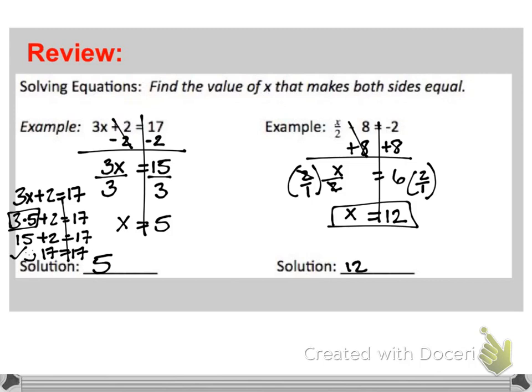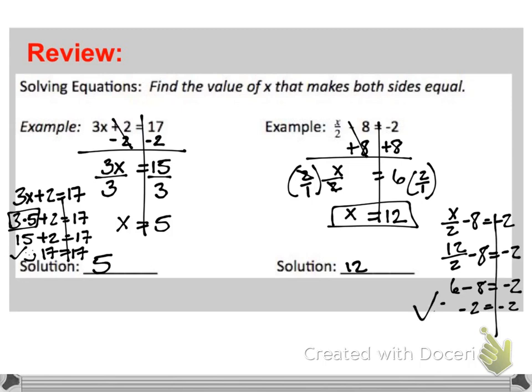We must check. X over 2 minus 8 equals negative 2. Substitute. 12 over 2 minus 8 equals negative 2. 12 over 2 means 12 divided by 2, which is 6. Minus 8 equals negative 2. 6 minus 8 is negative 2 equals negative 2. It checks, so we got it correct.